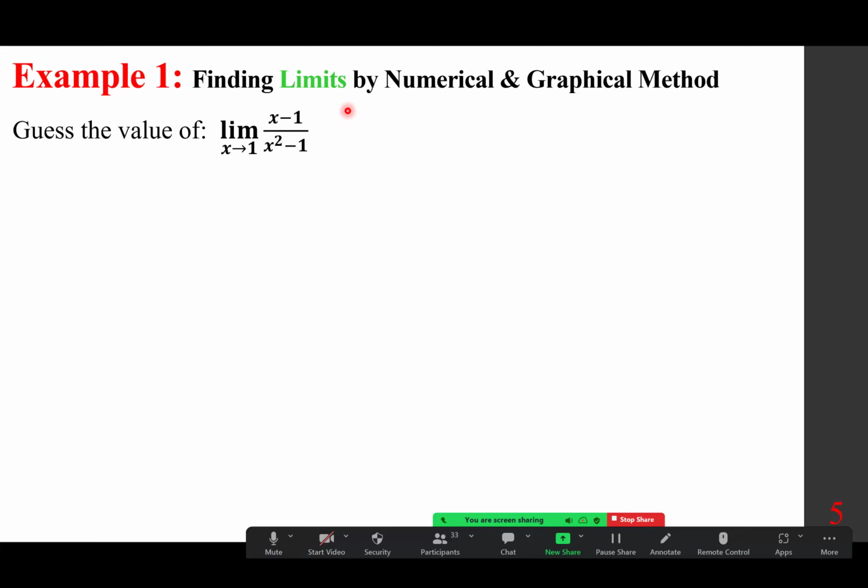Now, let's find limits, finding limits by numerical and graphical methods. And we also look at analytic methods. So let's start guessing what is the value for this limit.